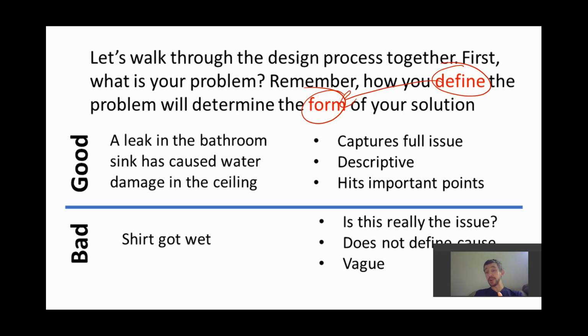For example, a good problem definition might be, a leak in the upstairs bathroom sink has caused water damage in the ceiling. It captures the full issue. It's very descriptive and it hits important points. A bad one would be, shirt got wet. Is this really the issue? It doesn't really find the cause, if you know the cause, and it's very vague. For the first one, I might need to call a plumber. For the second one, I just need to change my shirt and the problem is fixed. So how you define the problem is very important.